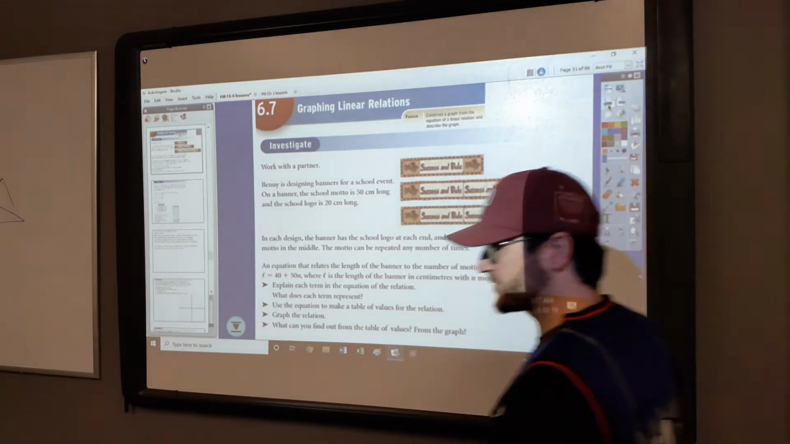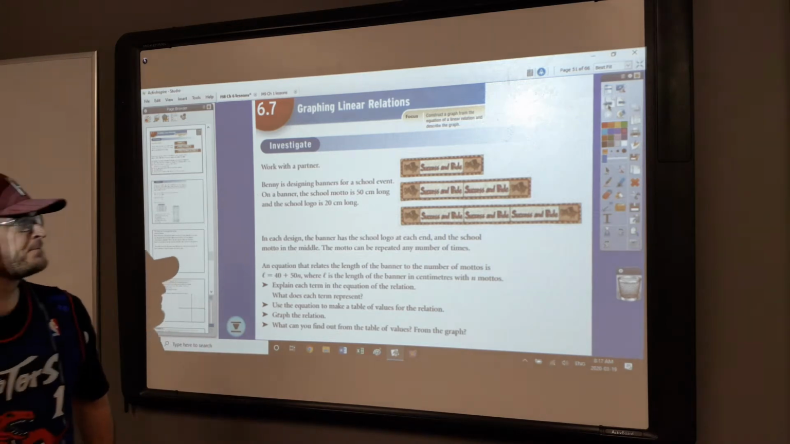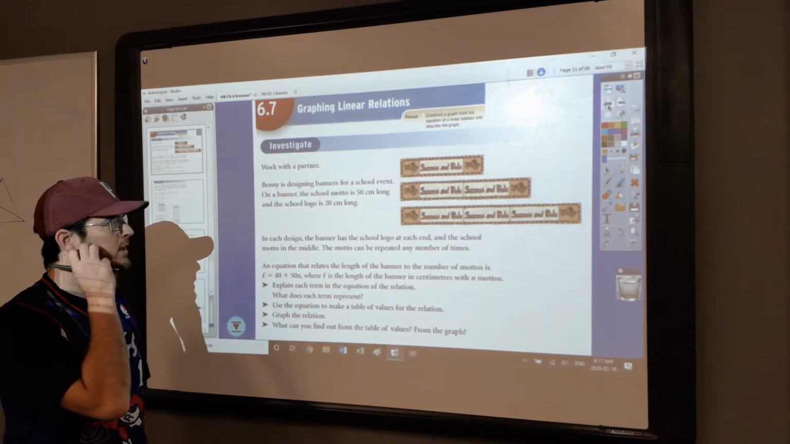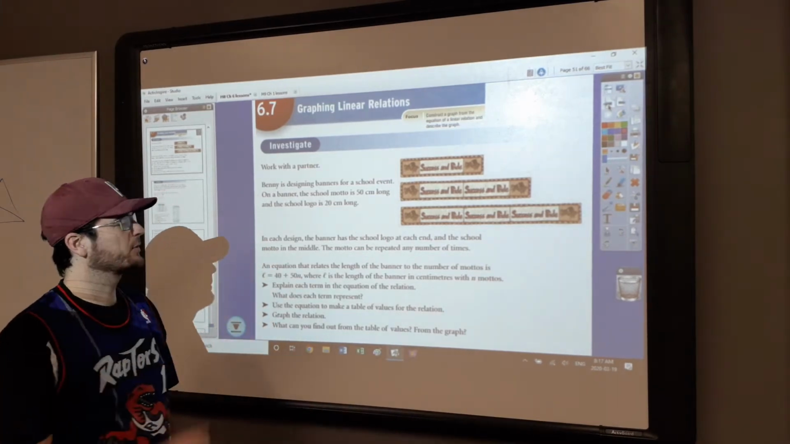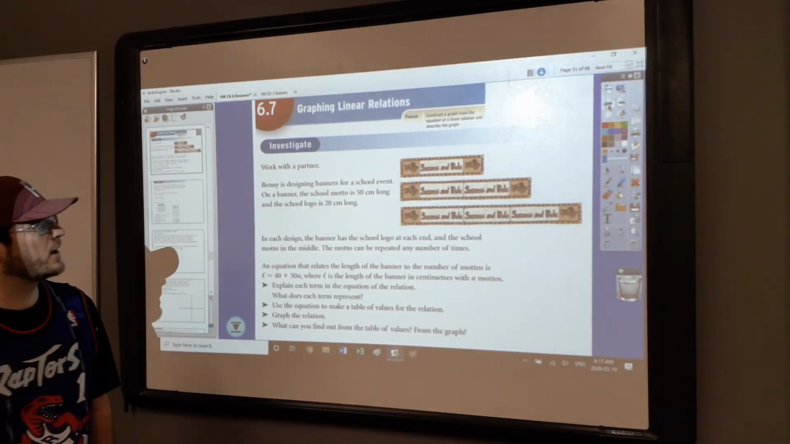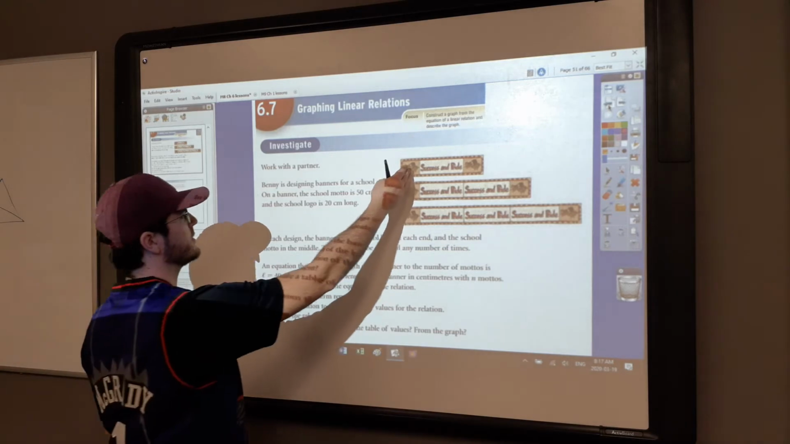All right, grade 8s. We're moving on to the last section in chapter 6 here, graphing linear relations. We're going to look at actually plotting these things on a graph. So we'll get right into this first example here. You can look at it in your book as well. Just for some context, I'm not going to read through the whole thing, but we've got these banners here.